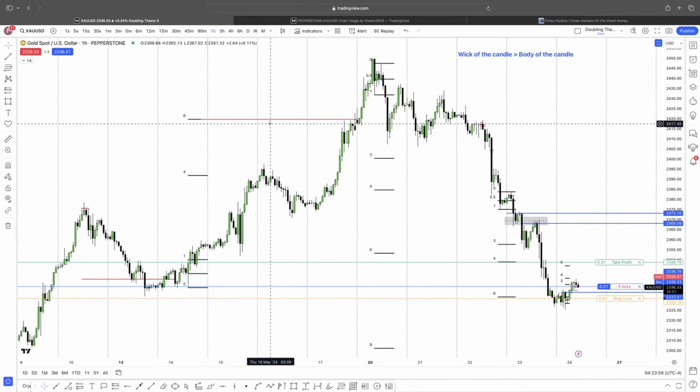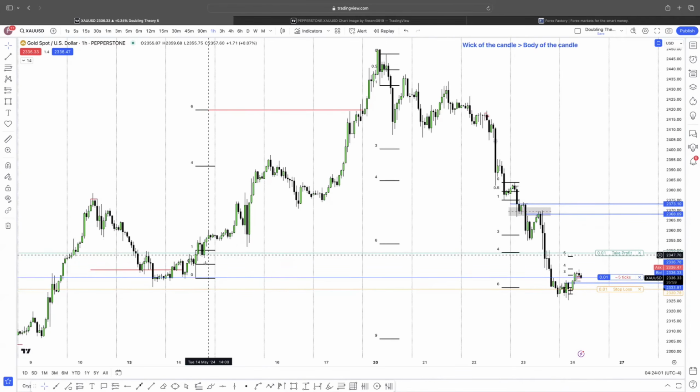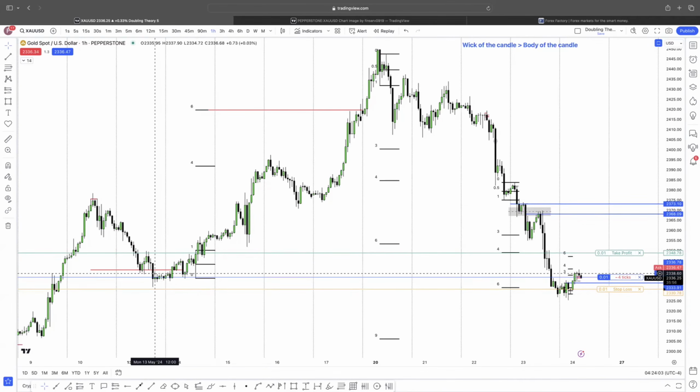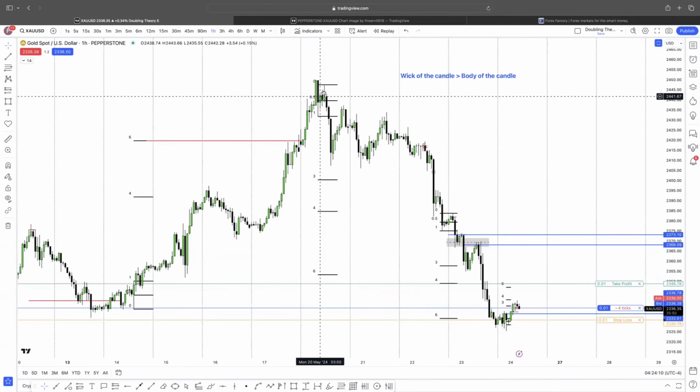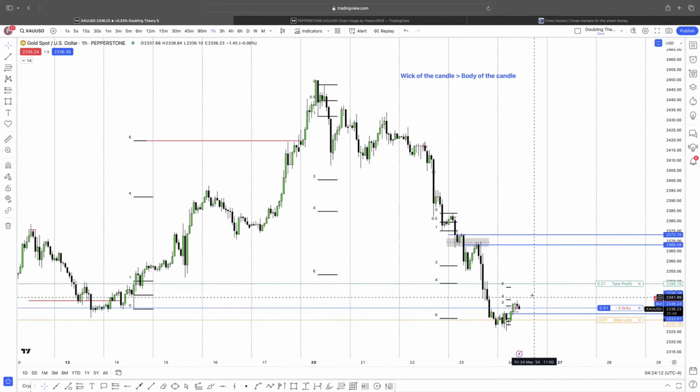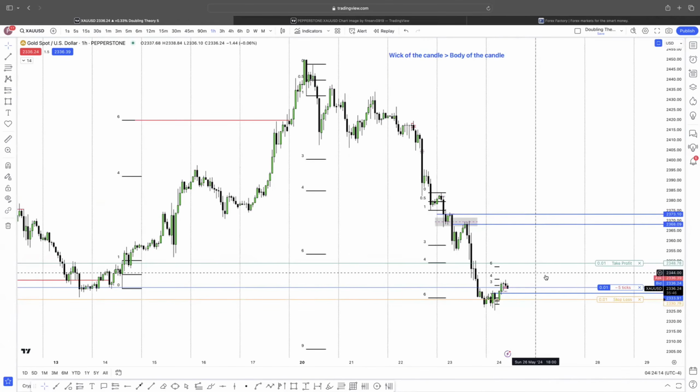You can see a lot of examples here. Last week we had this projection at the high of the week right there, and this projection at the low of the week right here. So we went a bit more, dug deeper, and then we're going to go higher.